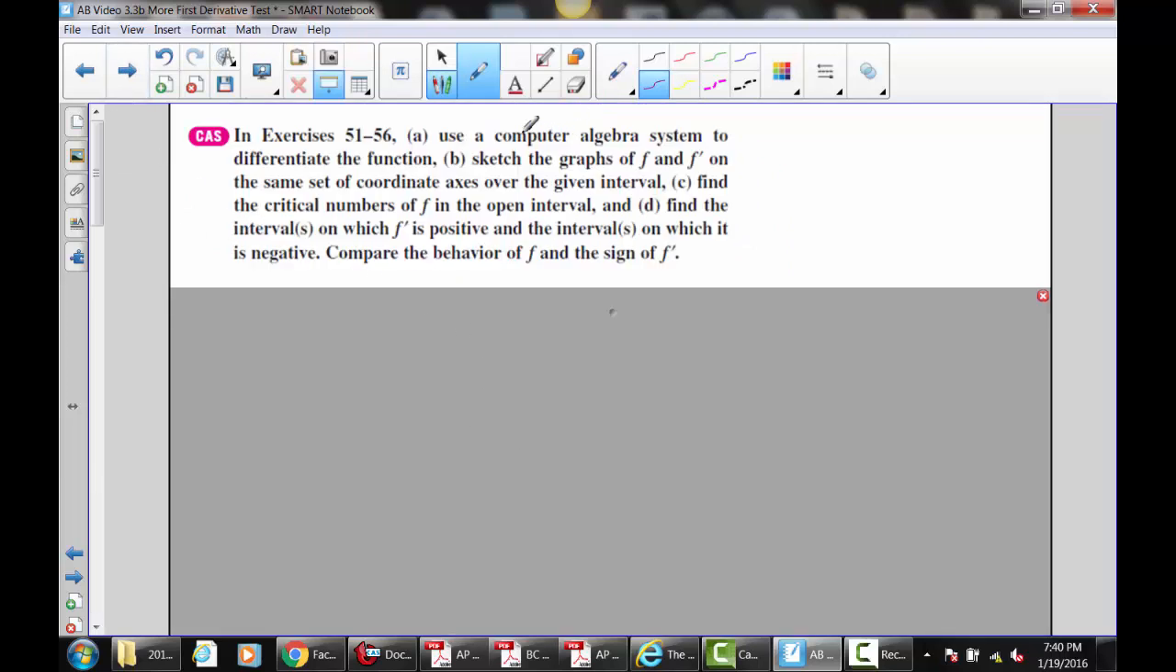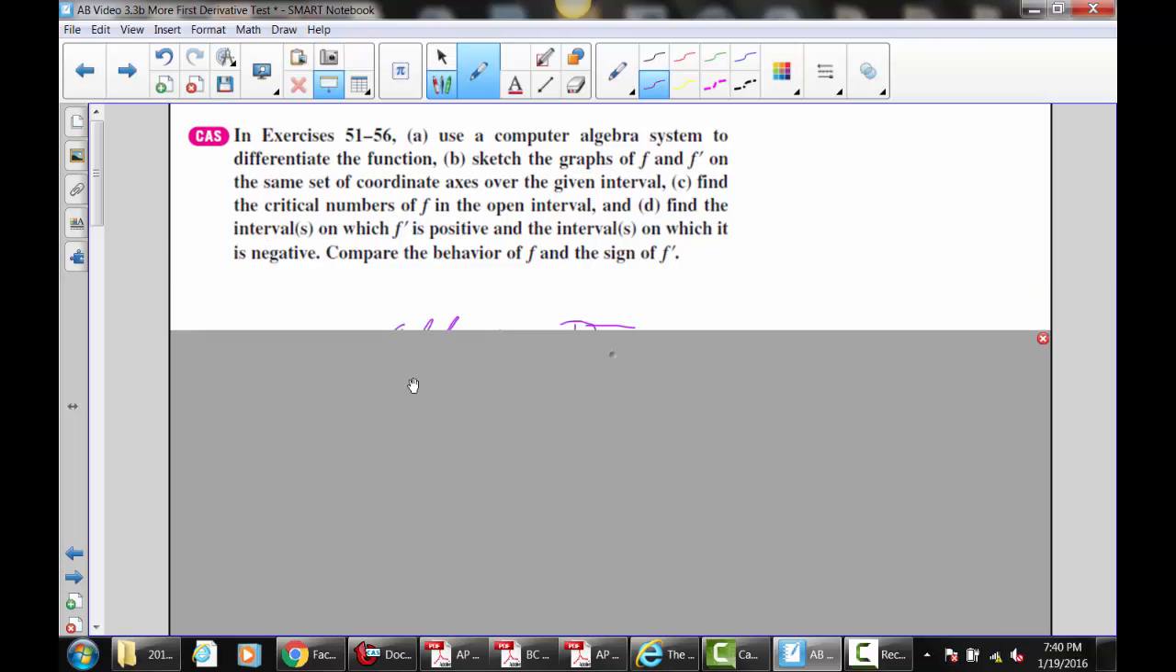51 to 56, use a computer algebra system to differentiate the functions. Sketch the graphs of f and f prime on the same set of coordinate axes. Now, what they want you to do, which they're not very clear about, is use those graphs to find the critical numbers of f in the open interval, and then find the intervals on which f prime is positive and the intervals on which it is negative, and then compare the behavior.